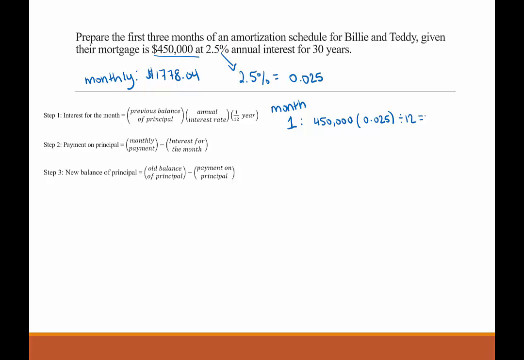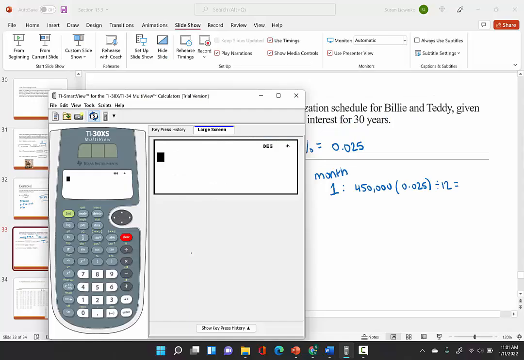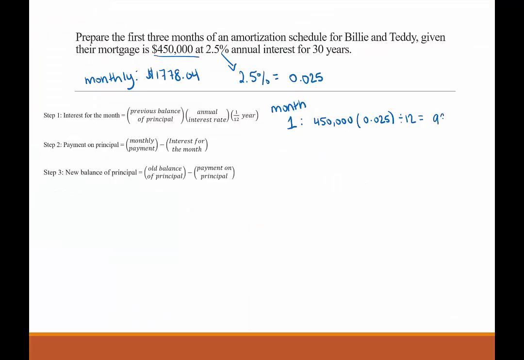So let's pull up the calculator and do this calculation together. I'm going to type in my calculator 450,000 times 0.025. We need to make sure that 0 between the decimal point and the 2 is there. I don't need the leading 0, but it's fine to have it too. And then divided by 12. And we get $937.50. Okay, so this is the interest that is going to be paid in that very first mortgage payment.